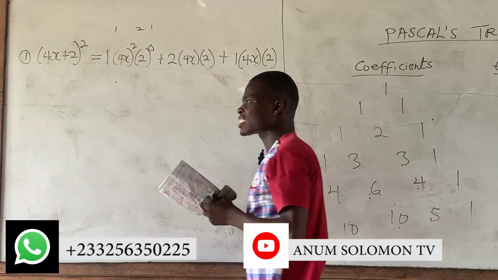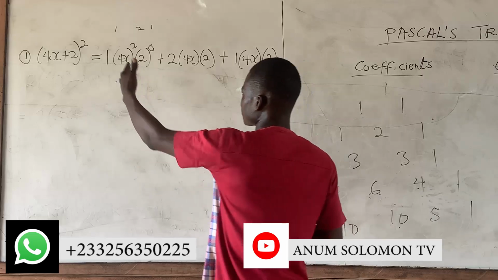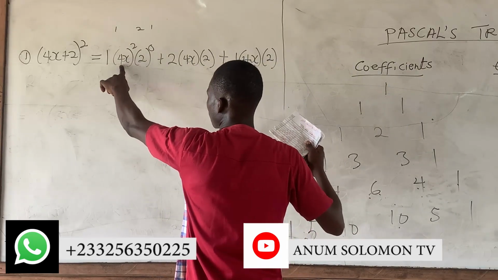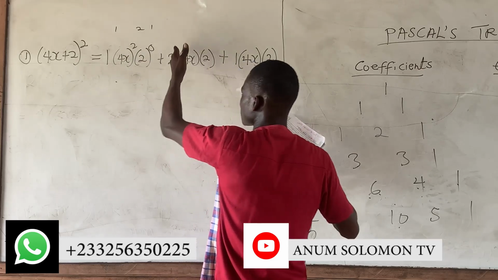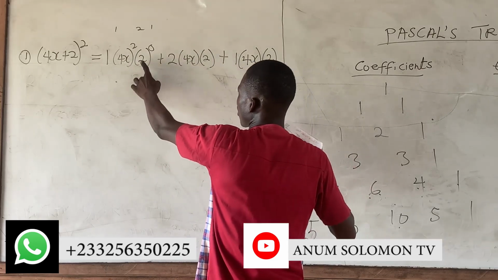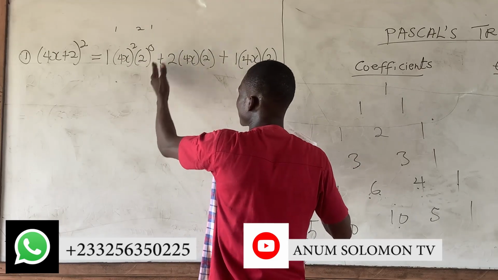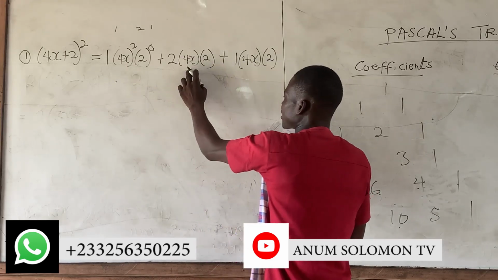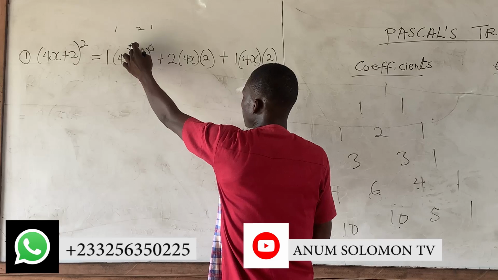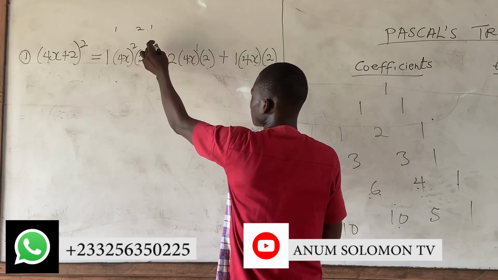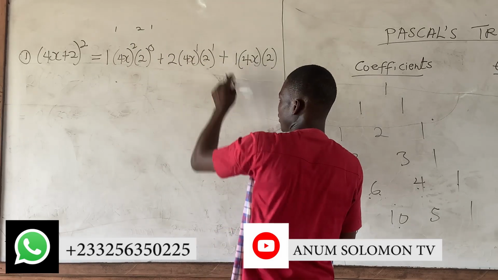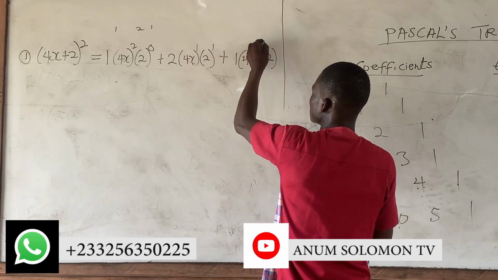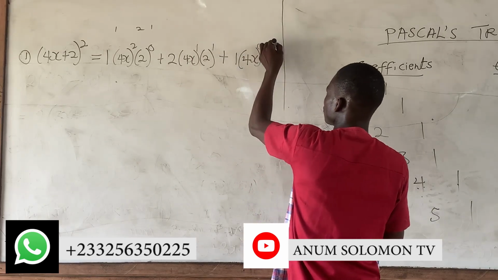Now, as we are moving from our left side to the right side, the power on the 4x will decrease by 1, and the power on the 2 will increase by 1. So on this note, the second term, this power will decrease by 1, so here will be 1, and this power 0 will increase by 1, here will be 1. So this power will decrease again to 0, and this power will increase to 2.